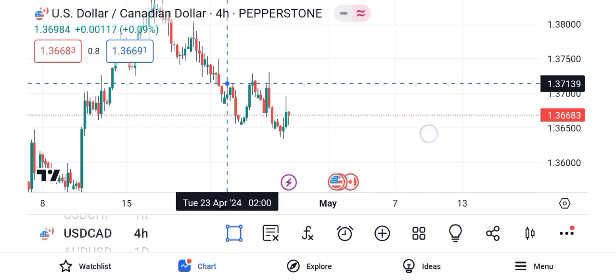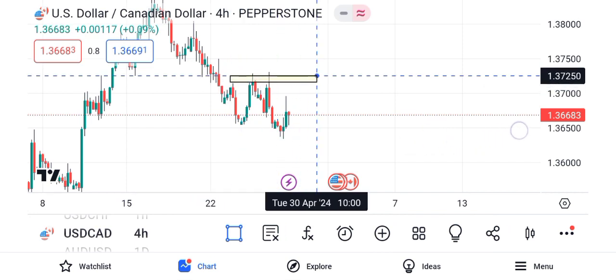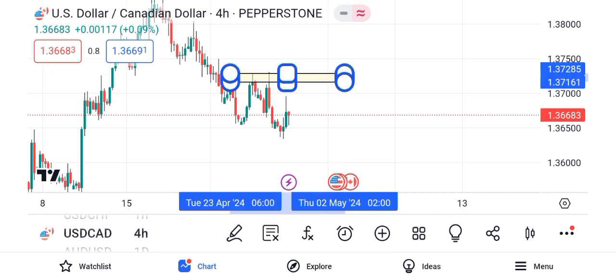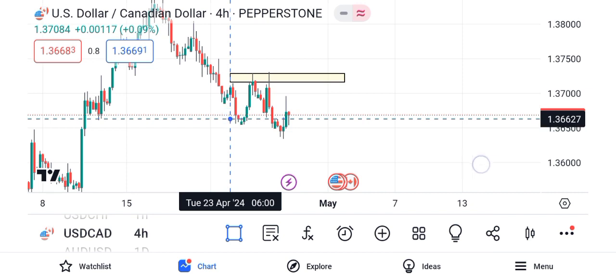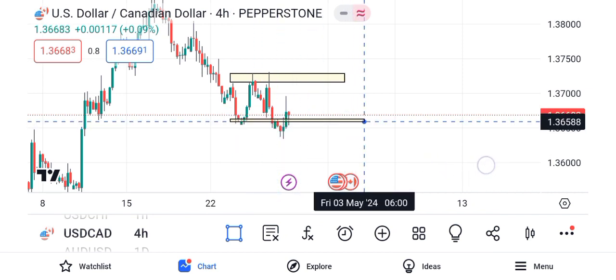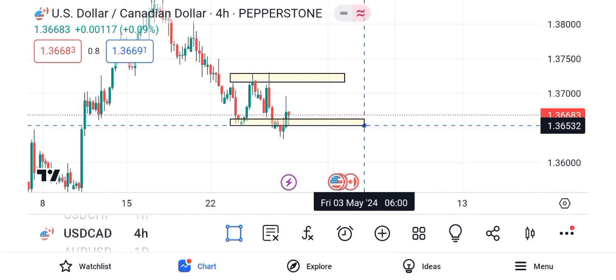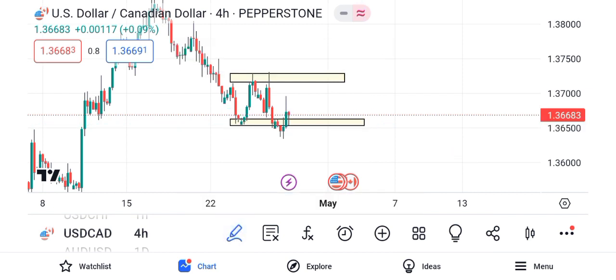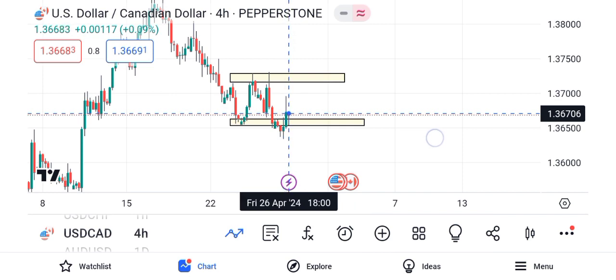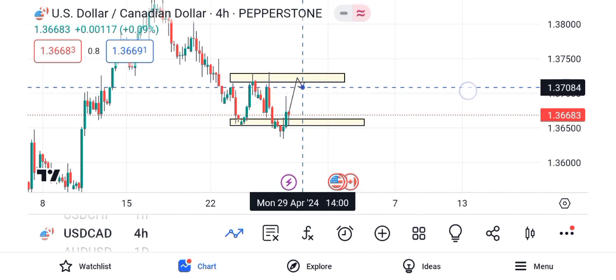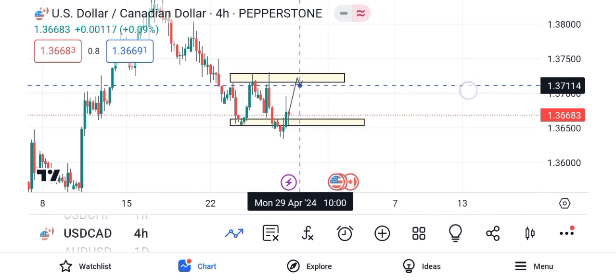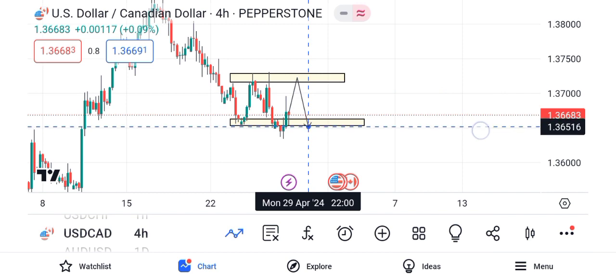So now we have this key zone here. We have this zone of interest here. Then we also have another zone of interest here. So now, since we've identified these key zones, I'll be looking for selling opportunity at this particular key zone here. So when price gets to this key zone here, I'll be looking for selling confirming candles and sell USDCAD up to this key zone here.